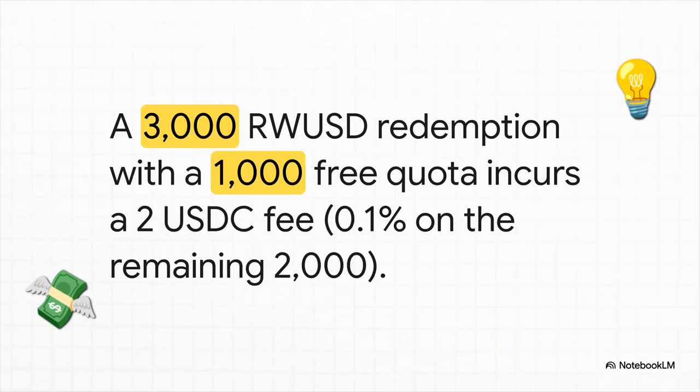To make that fee totally clear, let's just use Binance's own example. Imagine there's a promotion where you get a 1,000 free quota on fast redemptions. If you want to redeem 3,000, that first 1,000 is totally fee-free. You only pay that 0.1% fee on the other 2,000. So 0.1% of 2,000 is just 2 USDC. You get 2,998 USDC back in your account instantly.